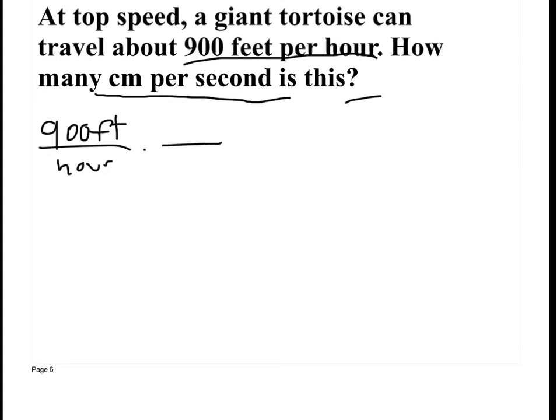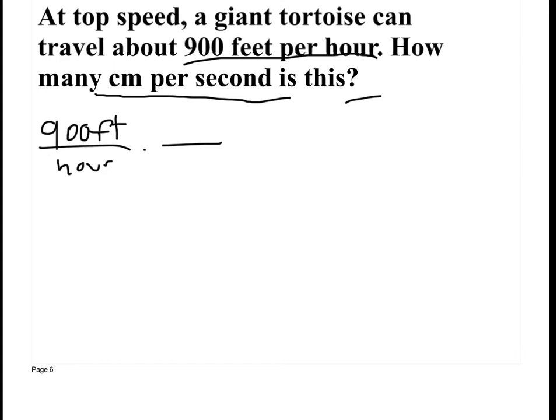Then I'm going to times it by a conversion rate. But the first thing I got to do is decide, what am I getting rid of first? It does not matter which one, but I need to get rid of feet and I need to get rid of hour. I'm changing feet to centimeters. I'm changing hours to seconds. Which one do you guys want to get rid of first? Okay, we get rid of hour?